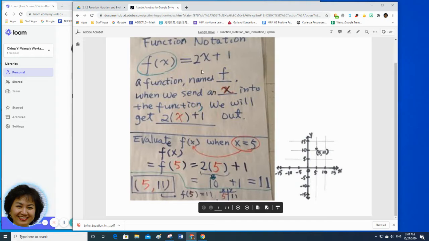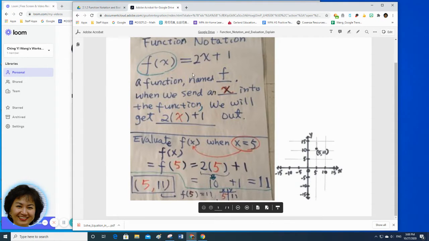So what does this function really do? This tells you what this function really does. It is whatever you send into this function will times that number by 2, then add 1 to it.